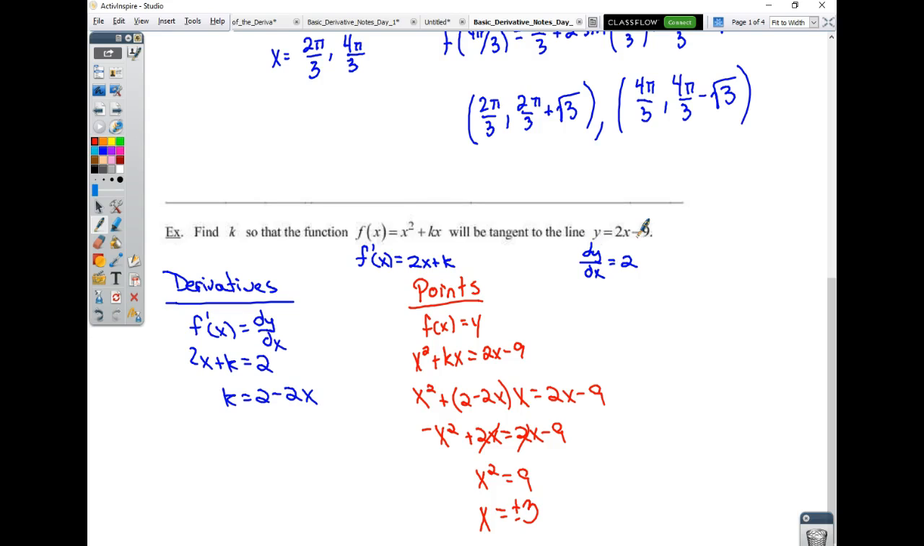All right? So in the points section, I found out where the shared common point would be. In the derivative section, I figured out where they would have a common slope. Now what's interesting is that there's not just one answer to this. There's actually going to be two, because now I need to go back and solve for k. You're going to learn some new notation here.